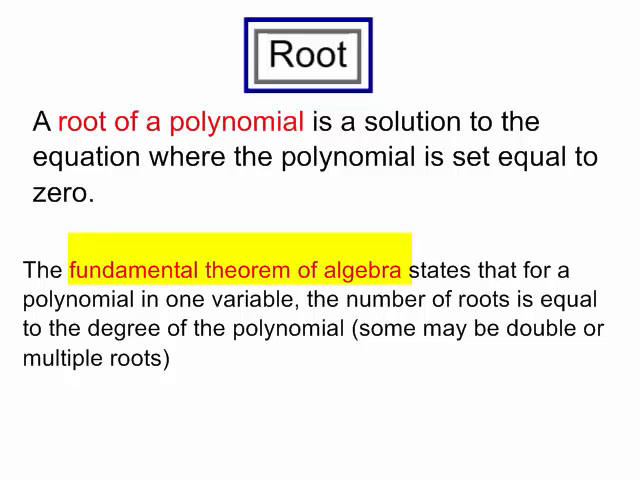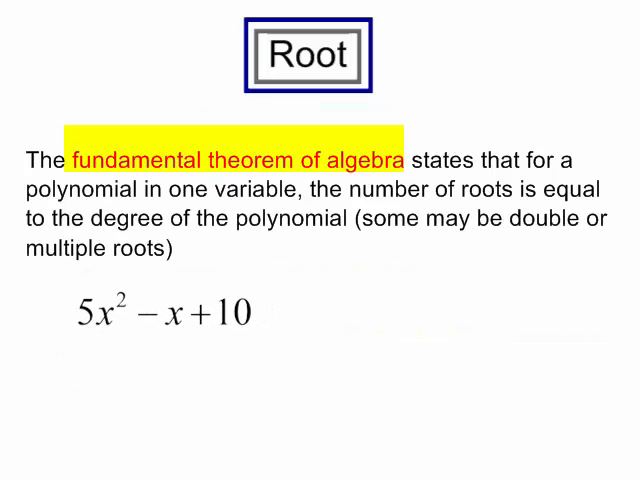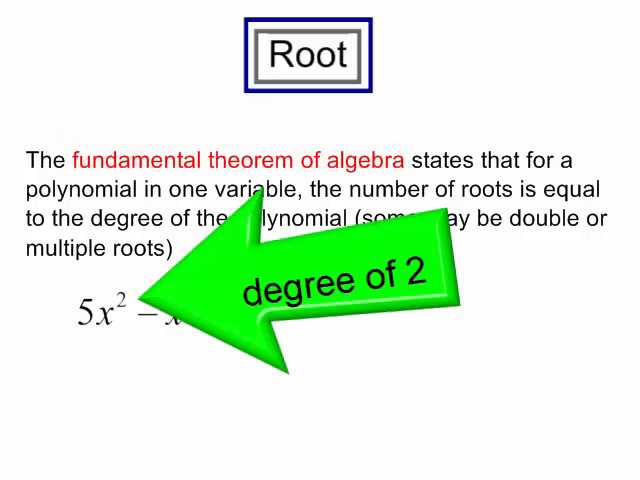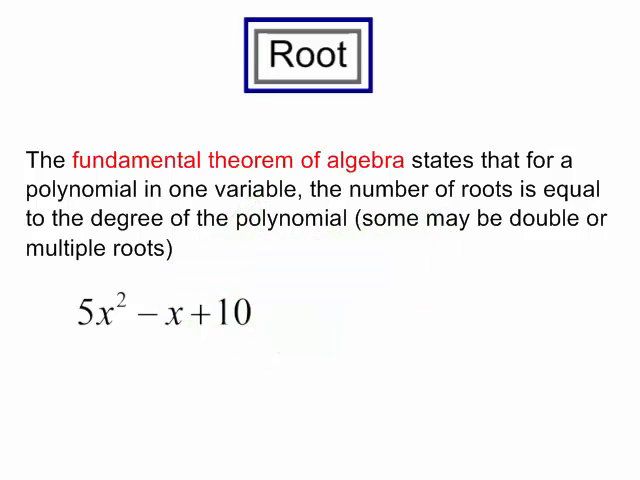The fundamental theorem of algebra states that for a polynomial in one variable, meaning just x's or just y's, the number of roots is equal to the degree of the polynomial. If I have 5x squared minus x plus 10, this polynomial has a degree of 2. It has 2 roots. Now, some people like to say it has up to 2 roots because we could have some double roots or multiple roots.